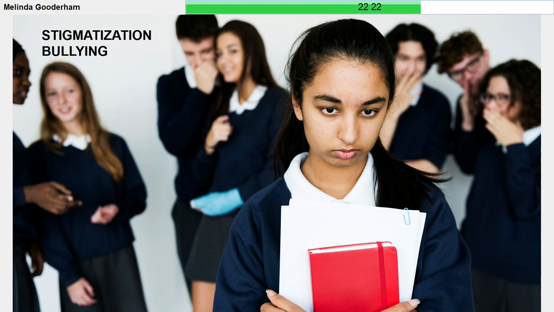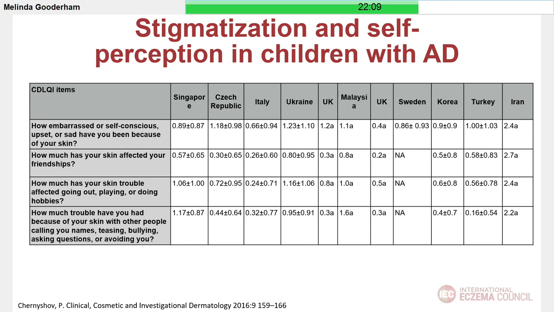At school, there is the stigmatization. There's what we just heard about, the self-stigmatization as well, and the bullying. So there doesn't seem to be a safe place for these kids. Sometimes they really go from one stressful situation to another.